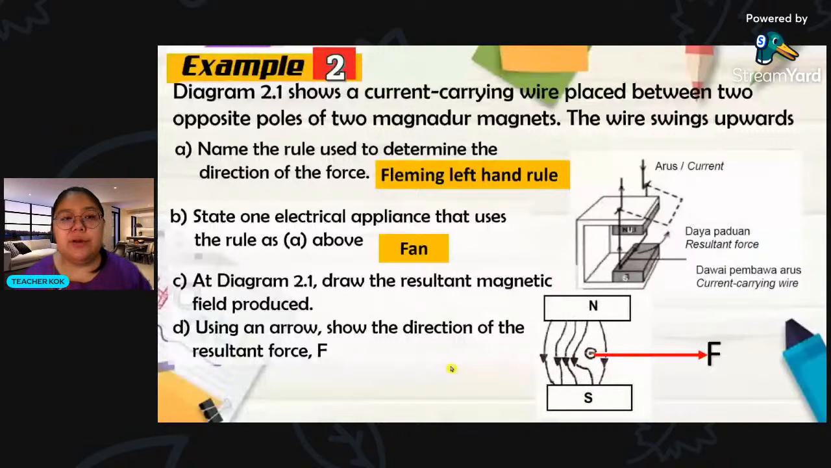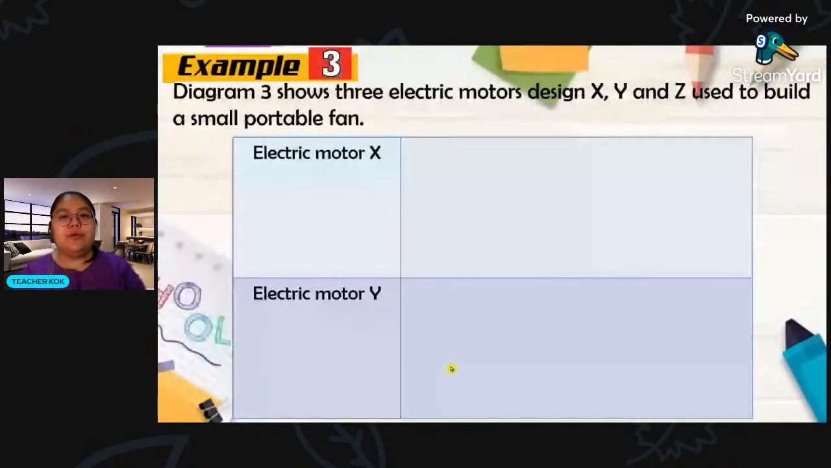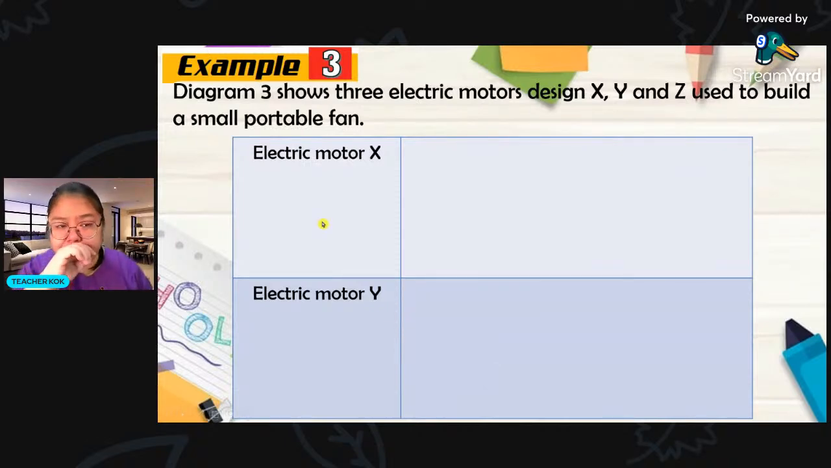Then we go to the next part, number 3. Number 3 is one part of the essay question. For the essay question, you remember, you need to put it in table form, you need to choose. Now they show you three motor designs: X, Y, Z. Let's see what that is. This one is for a small portable fan. The fan should be rotating. After that, you're going to see the three different designs.